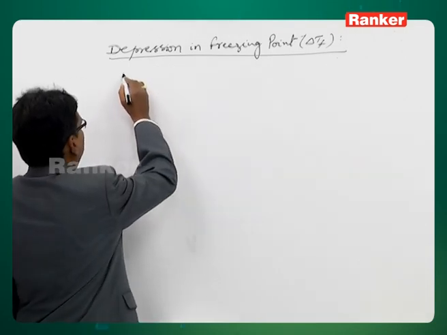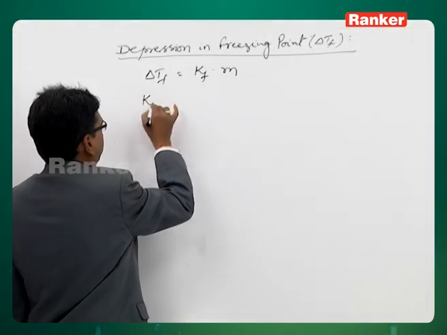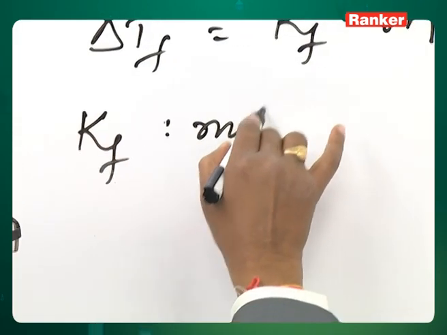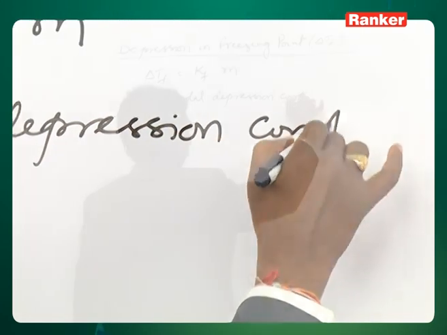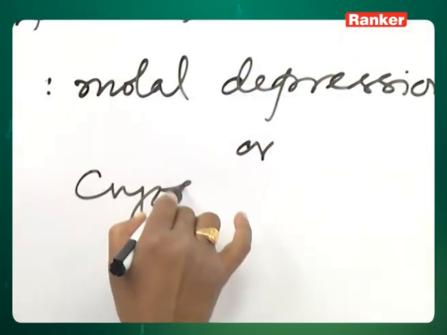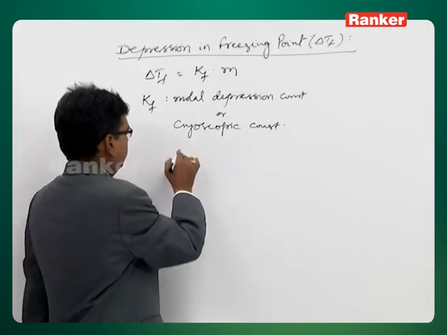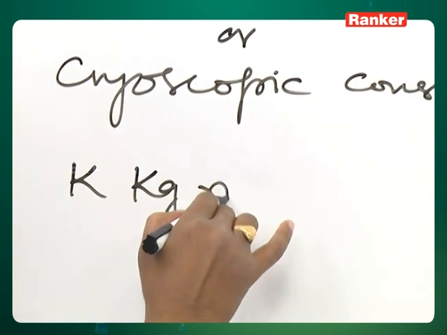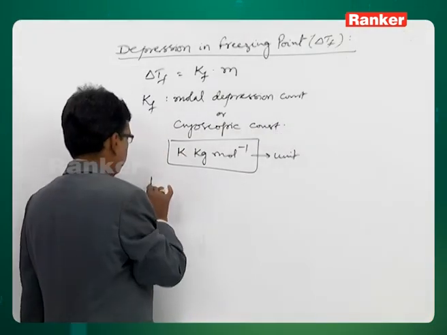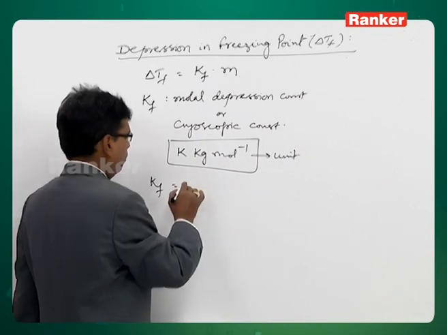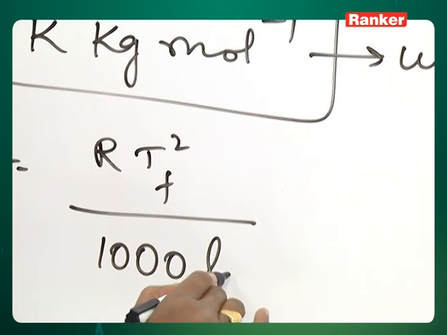Now, so depression in freezing point, delta TF is equal to KF into molality, where KF is what we are calling the molal depression constant or cryoscopic constant. The unit for this is again Kelvin kg per mole, and this KF is equal to R TF square by 1000 LF.